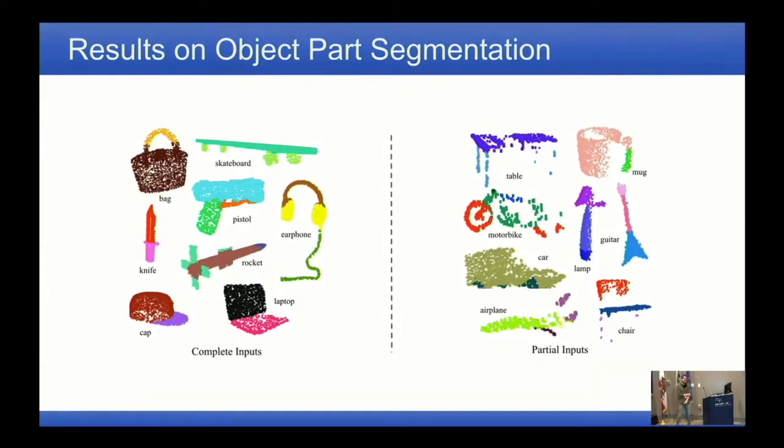Right. So the way I think of this, but maybe there's a deeper difference here, is that in this case, the object is your scene, right? And the parts are your objects, right?